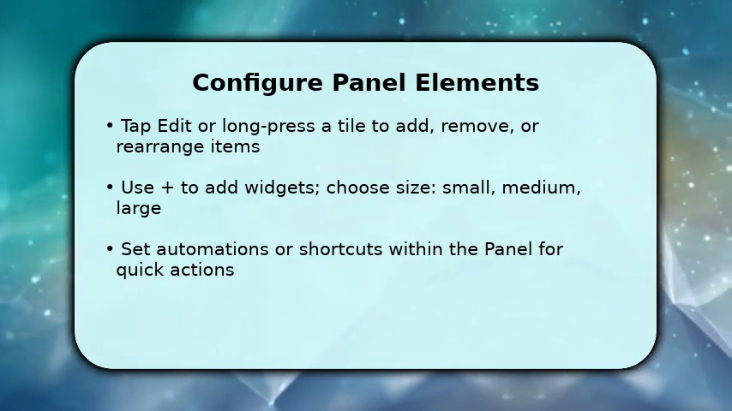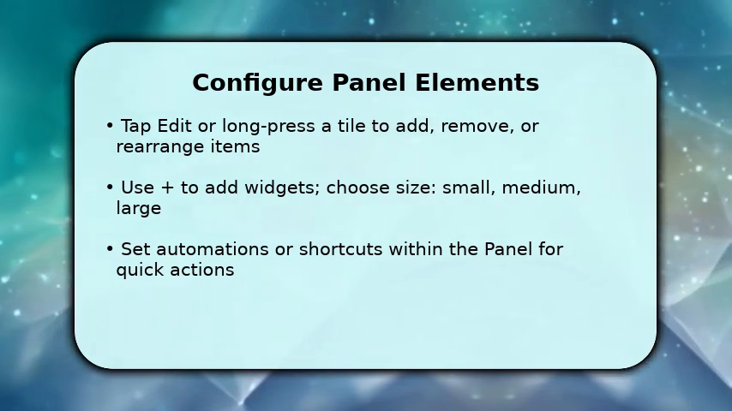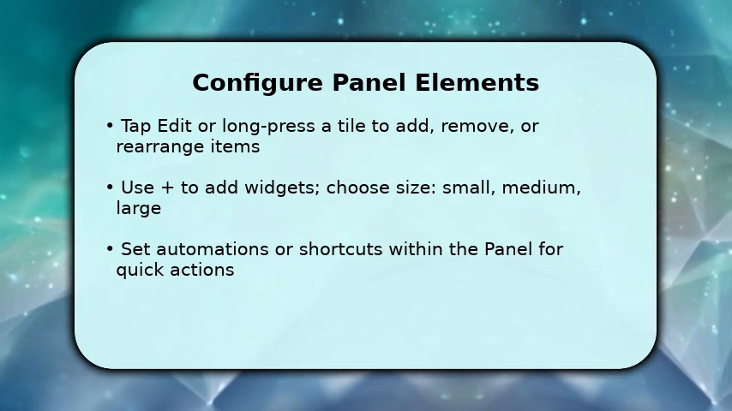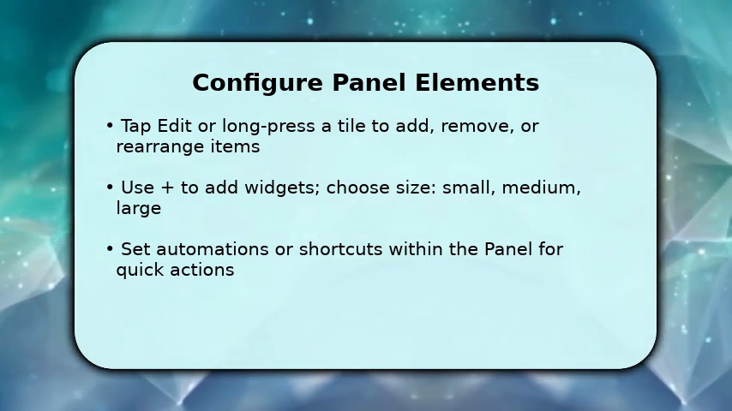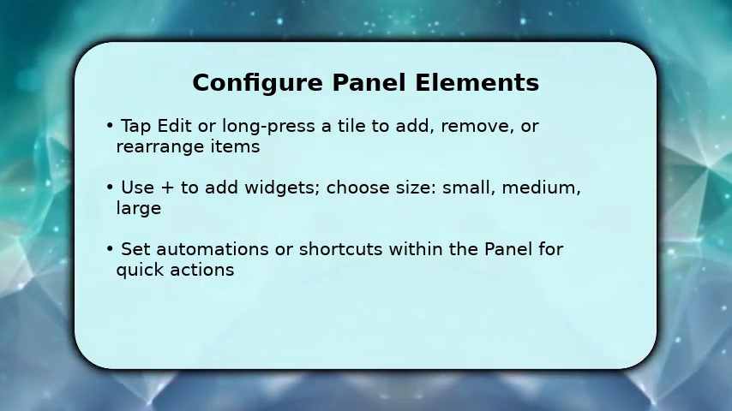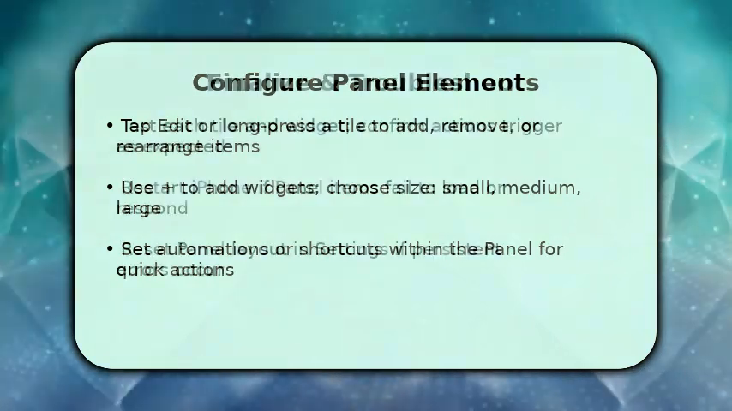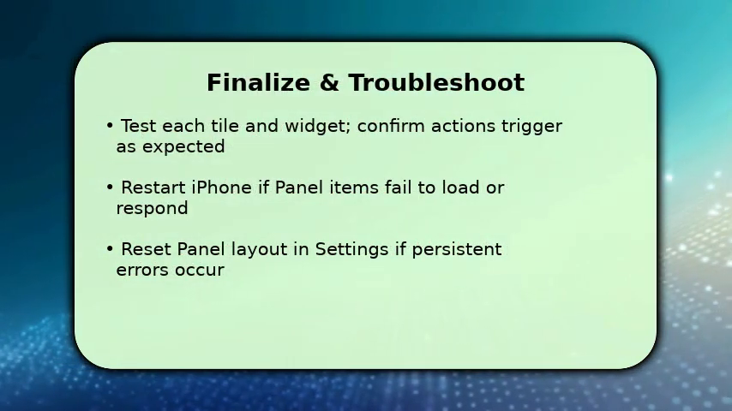Make sure to set automations or link shortcuts to panel items so a single tap performs multi-step tasks. This middle stage is where you finish by testing every tile and widget to confirm they trigger the intended actions.